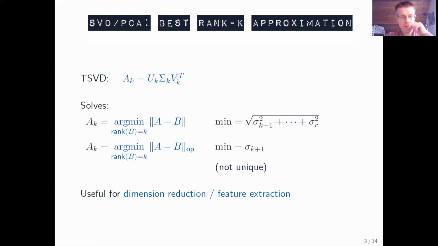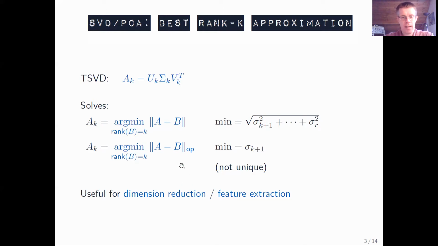So because of this very useful feature, this SVD can be used for many applications, as said, for instance, in dimension reduction or feature extraction. So which are the dominant trends of the data matrix.